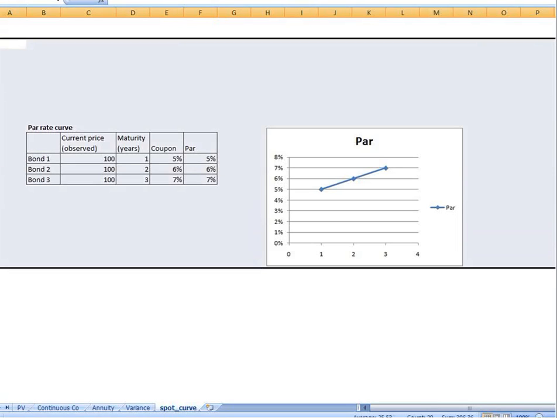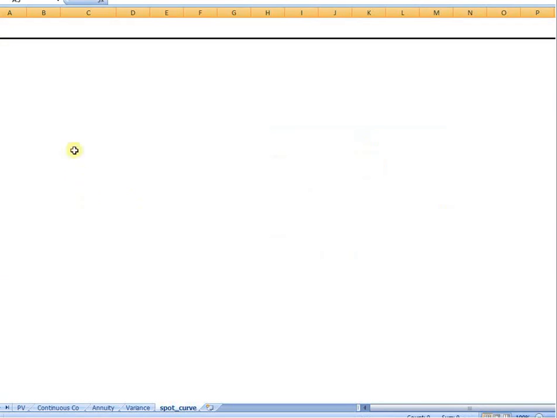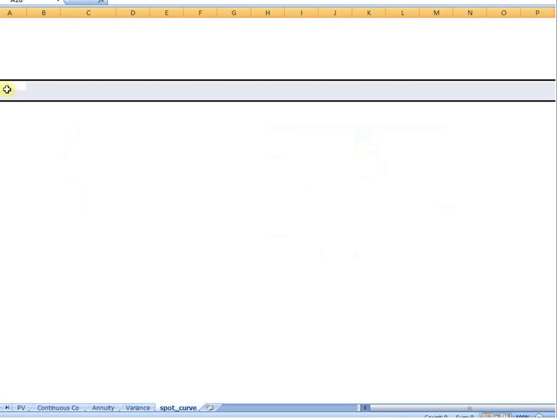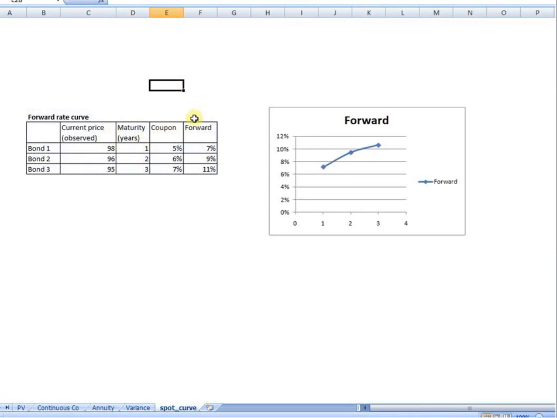Let me hide the par curve. Assume that again you have 3 bonds, bond 1, bond 2, bond 3, maturing in 1 year, 2 years, and 3 years, and they have such coupons. What is the forward curve?